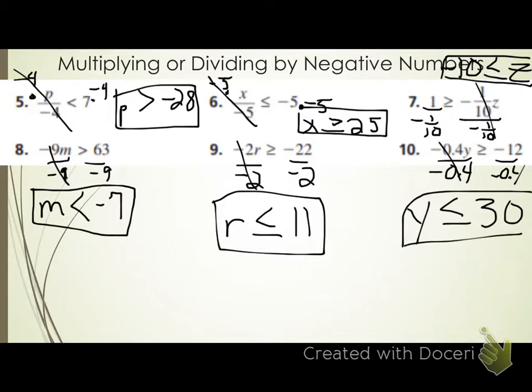Okay. So the key takeaway from today: my inequality symbol only flips when I multiply or divide both sides by a negative number. Any other time I'm solving an inequality, it stays the same. If I add a positive, add a negative, subtract a positive, subtract a negative, multiply by a positive, divide by a positive, it all stays the same. Okay? Are there any questions about any of the notes we just took?